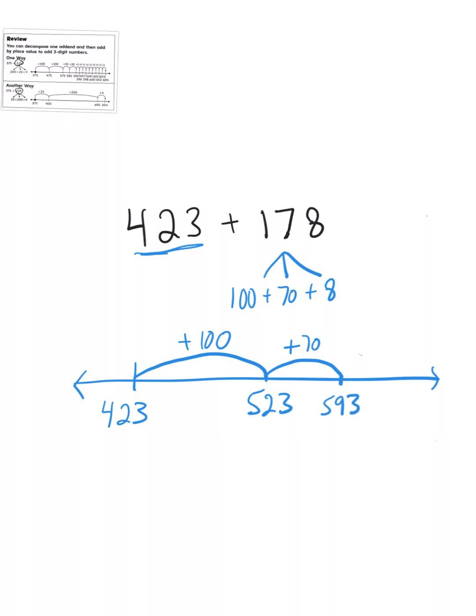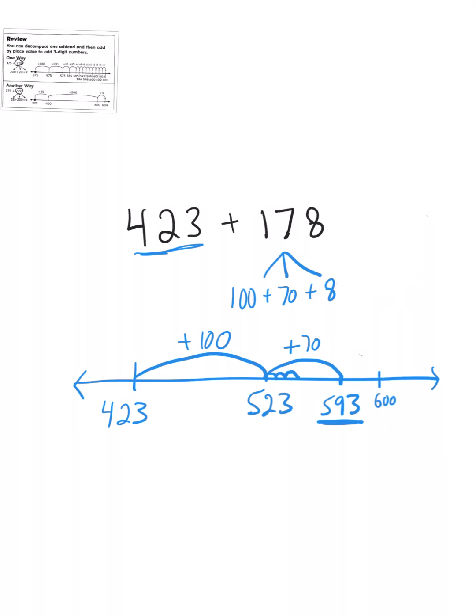If your kids aren't sure about that, you could count by tens from 523. So 533, 543, 553, etc. until you've counted up by 7 tens or 70. And then finally I have the 8 to add. So I know 573 plus 7 is going to get me to 600.